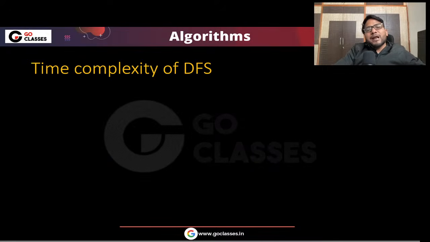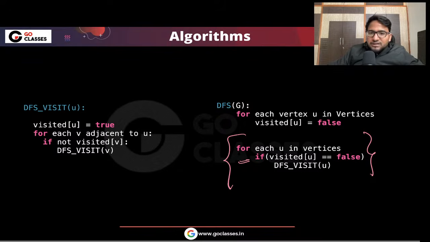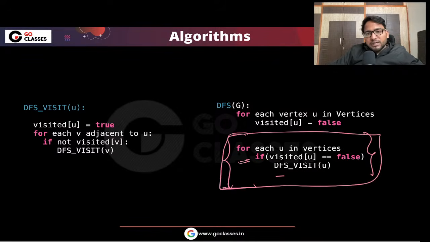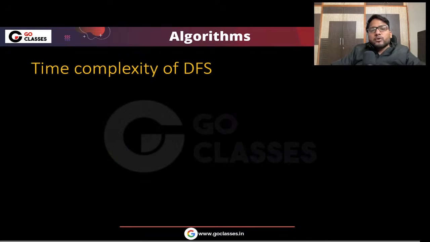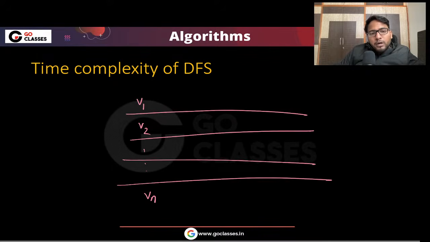Anyway, so what is the time complexity of DFS? How much time will it be taking? See, you are just traversing for every node. If it is not visited, then you are doing this DFS. So for every node, how much work are you doing? Let's suppose this is V1, this is V2, and this is Vn. For every node, at most you will be calling its neighbors.